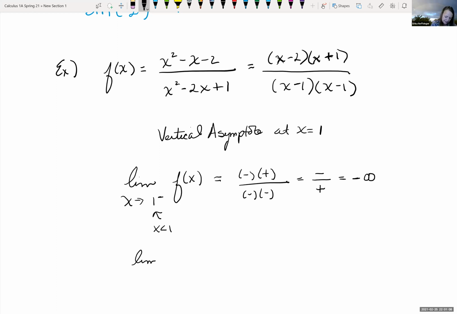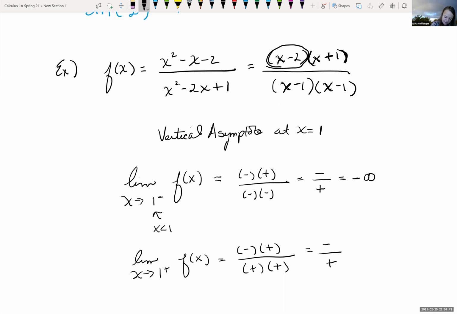Whereas if I look at the limit as x is approaching 1 on the right-hand side of f of x, close to 1, minus 2 is negative. Close to 1 plus 1 is positive. But I have something bigger than 1 and I'm subtracting 1, that's positive. Bigger than 1, close to 1, but subtracting 1 is also positive. So I get a negative number over a positive number, which goes to negative infinity.